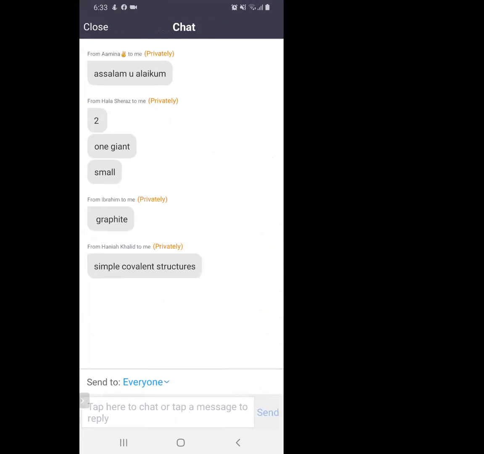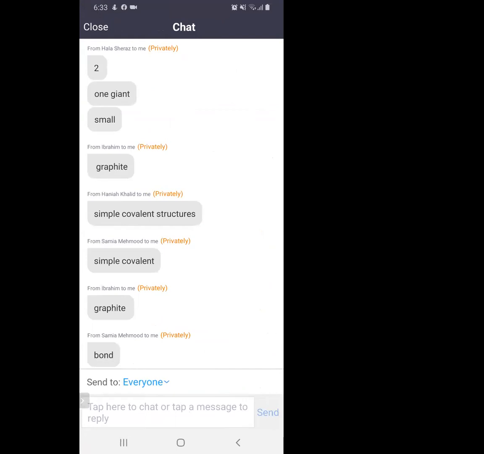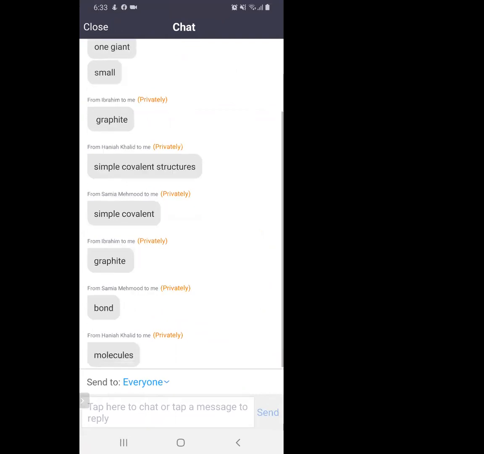Simple covalent structures like what, Hania? Yes, you are right. I am waiting for the keyword. What do you mean simple covalent what? One is the giant lattice, right? Which is diamond. Graphite is also an example of giant lattice. No, beta, covalent simple molecules. Molecules such as carbon dioxide. Yes, Hania, molecules such as carbon dioxide.